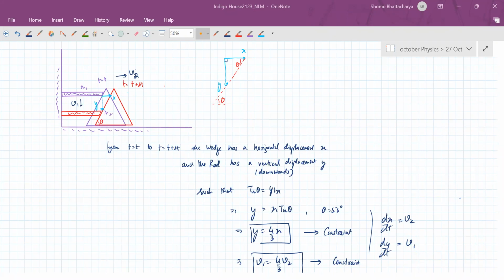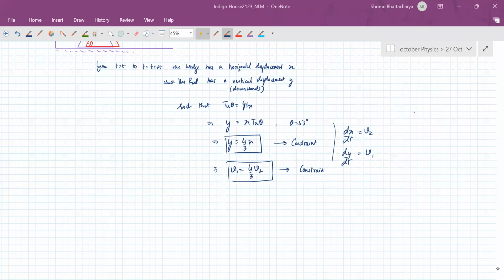Yes, that's true, Siddharth. So now, for example, if we have another type of problem where we want to find the acceleration of the two blocks, we can differentiate this once more and find the acceleration.